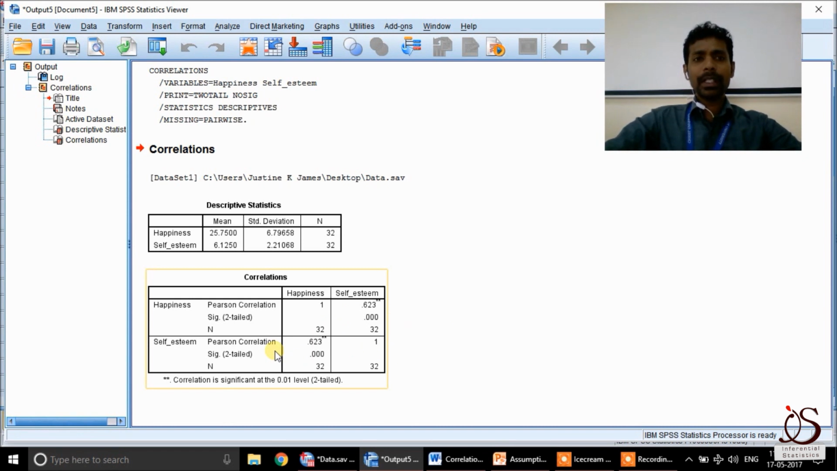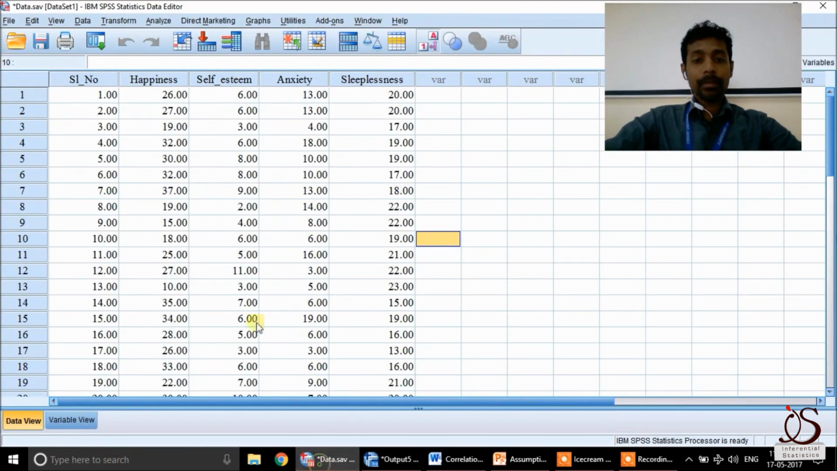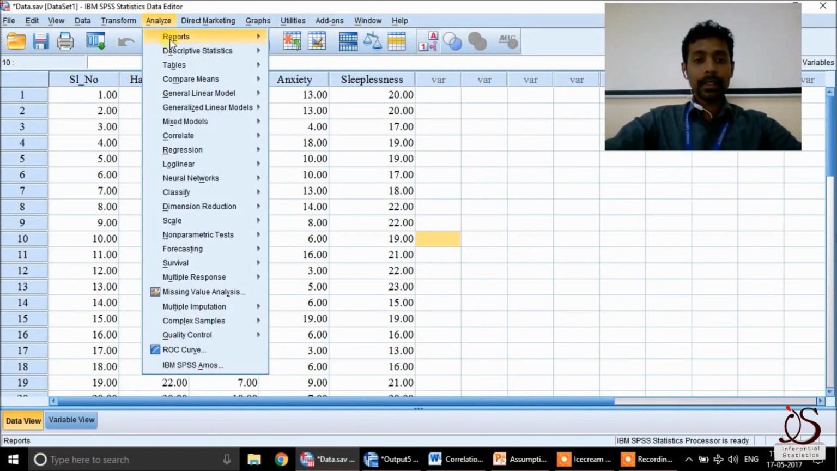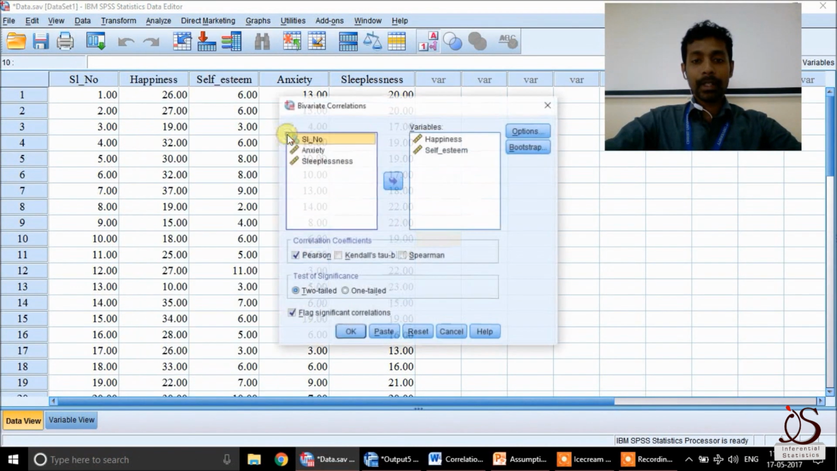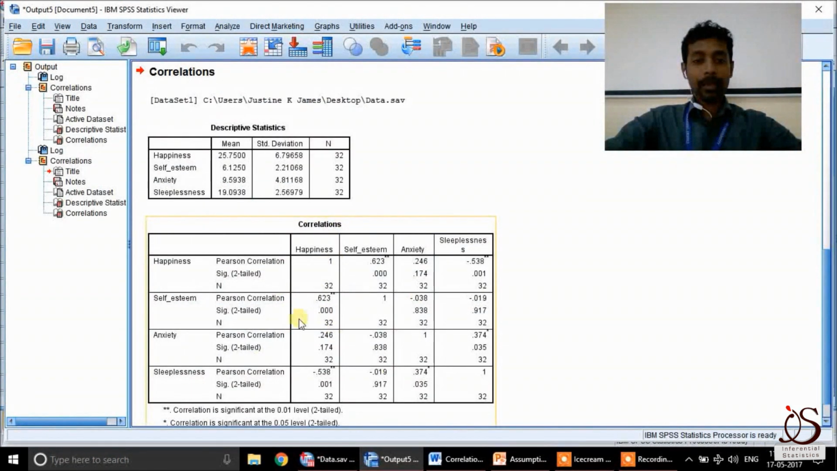Now generally we don't keep just two variables for the correlation. Usually it tends to be an intercorrelation matrix. So how do we do that? For example, we have a few variables here such as happiness, self-esteem, anxiety and sleeplessness. Why don't we do all the analysis together? So let us say Analyze, Correlate, Bivariate Correlation, take all variables together and do the analysis. So we'll get a better table here.